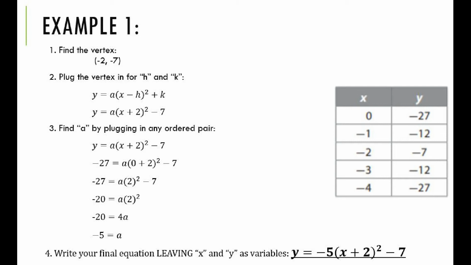So when I go to my final equation, remember the only numbers you need to plug in are a, h, and k. I'm going to leave x and y as variables because remember we have multiple infinite amounts of x and y's. So my final equation for this table is going to be y equals -5 times (x plus 2) squared minus 7. So if you're still writing, go ahead and just pause the video. In a moment, we'll talk about example 2, which is a graph.